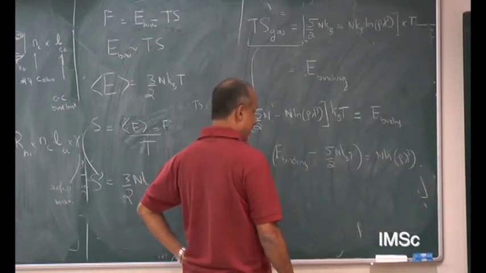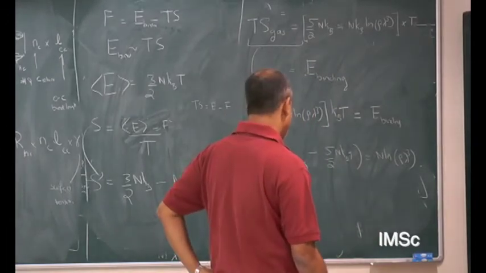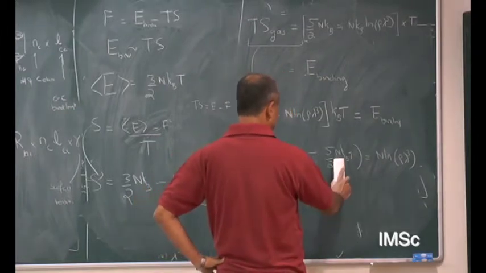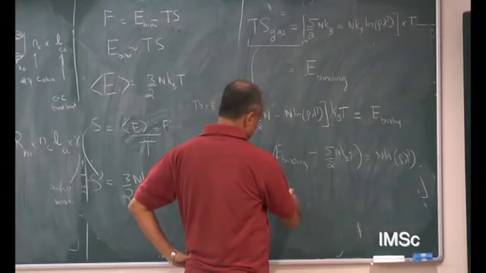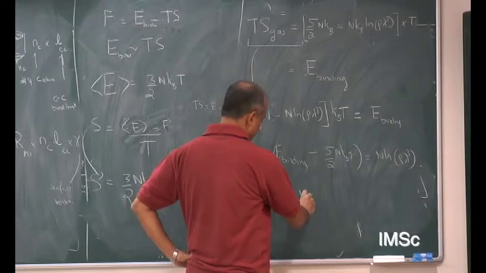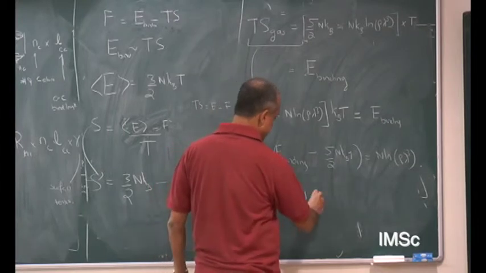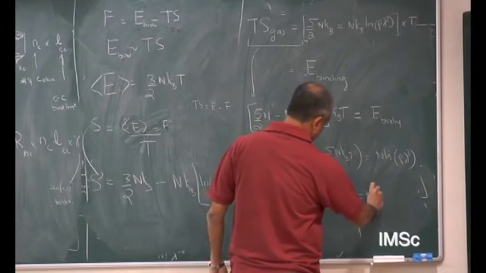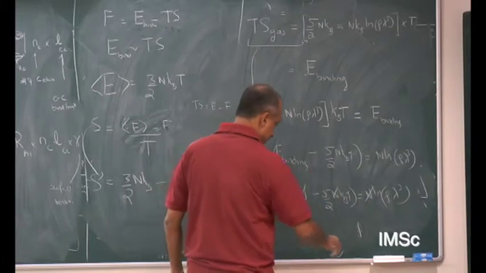And I have to get rid of that factor of n somehow. So I'm just wondering whether the way I should get rid of it is to just write this E binding here as epsilon times n, where this is energy per molecule into n. So if I do that, I have epsilon times n minus 5 by 2 n kBT is n log rho lambda cubed, in which case I can get rid of all of these factors of n.